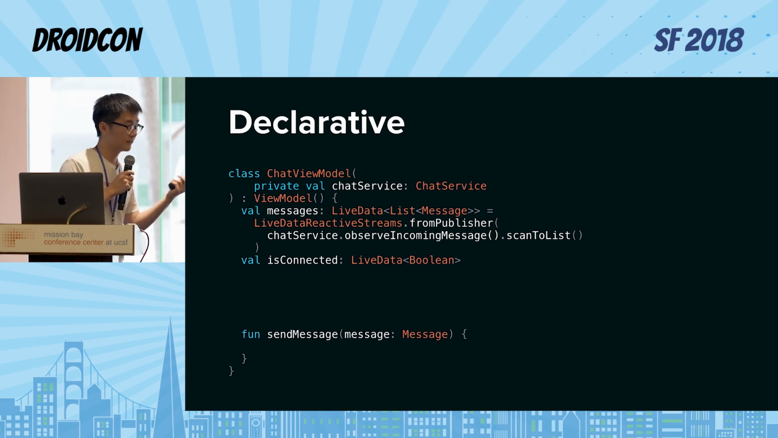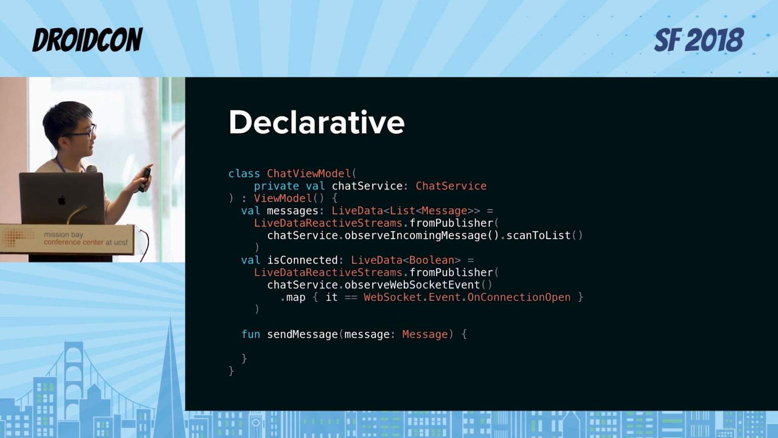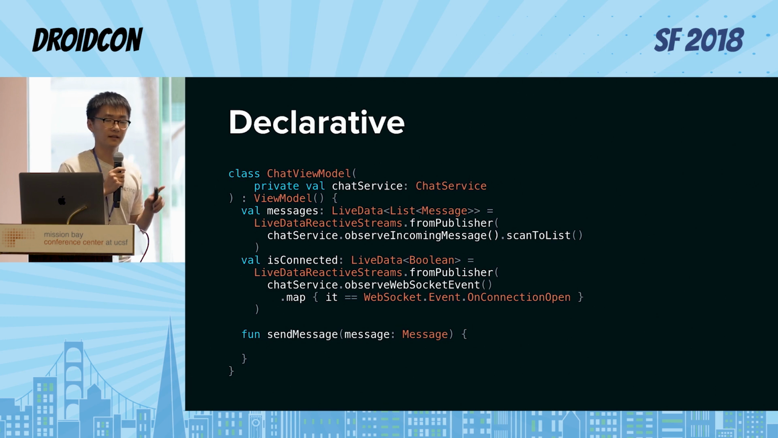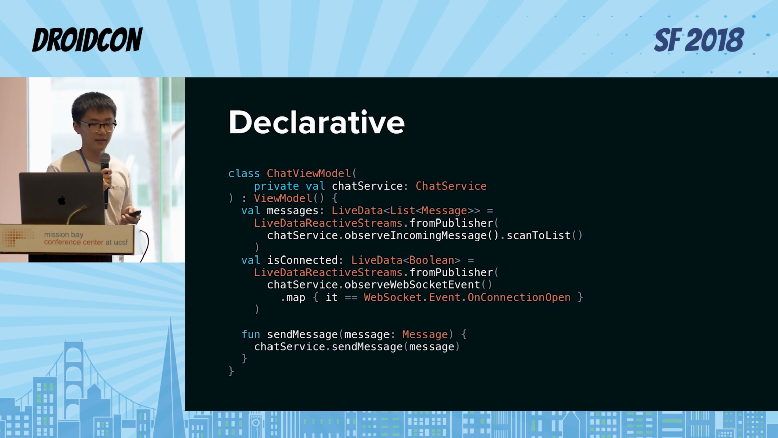We can simply convert the incoming message string, aggregate the string to become a list, and the view will then be able to consume the messages. And for the is connected live data, you can simply transform the live WebSocket event and pass it to the client. Finally, we have a send message method, which delegates to the chat servers.